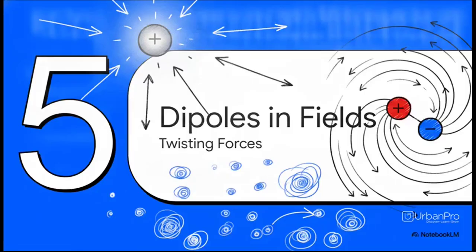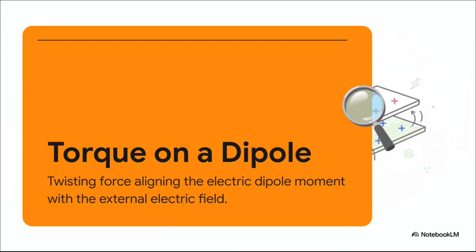Now for section 5, dipoles and external fields. So we know how a single charge behaves, but what happens if we take an electric dipole, two tied equal but opposite charges, and just drop it into this invisible, uniform topography? Because the dipole consists of both a positive and a negative charge connected together, an external uniform electric field will actually pull them in opposite directions.